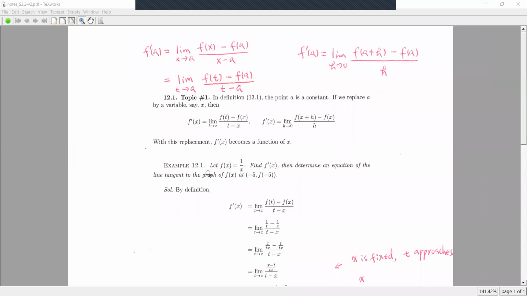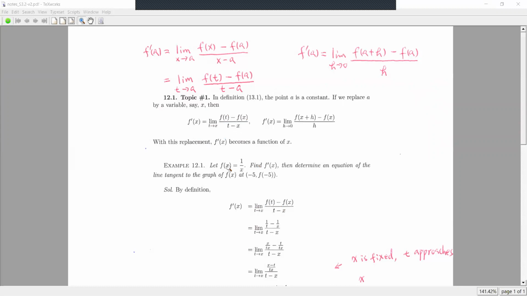This is one example about how to use these two formulas. Let function f be 1 over x. Find derivative at x. Then determine an equation of the line tangent to the graph of the function at this point. We have two formulas to compute the derivative. Let me pick this formula. By this formula, I have this equation.